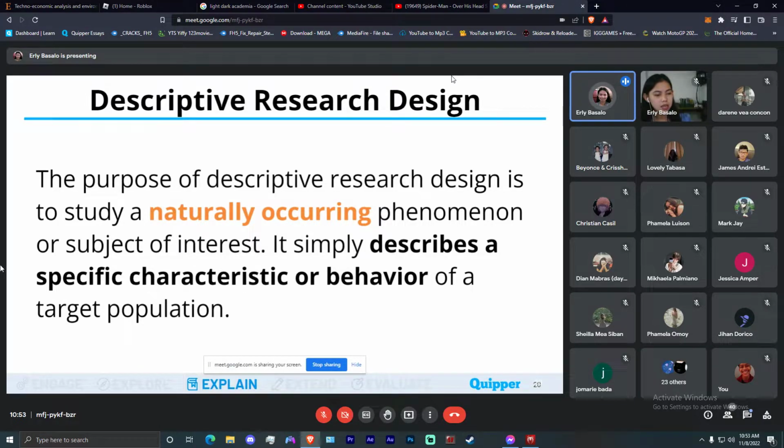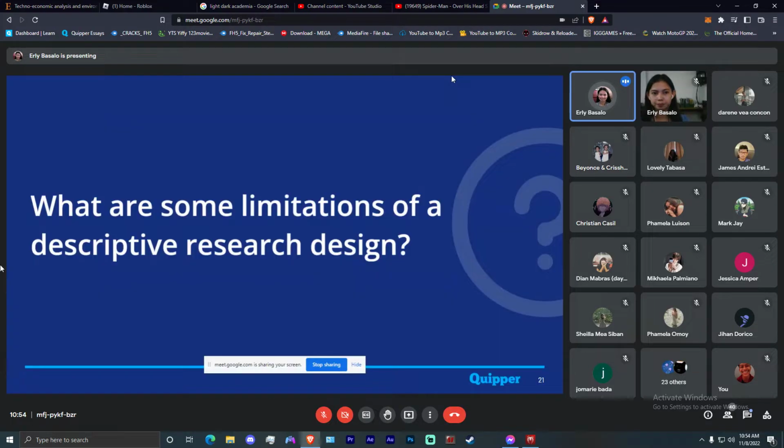Also sa inyuhang research paper, you can use descriptive research design if you prefer to, except sa katong mga nag-experimental.